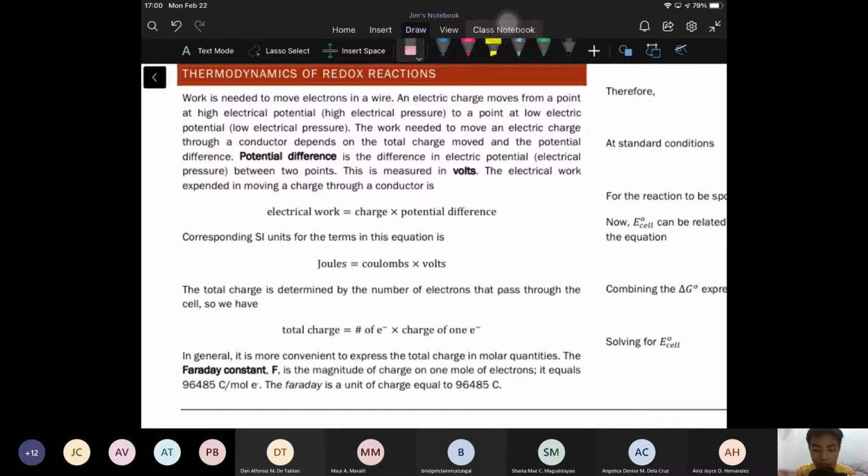No? And the work of the movement of electron to complete a circuit can be calculated as the charge times the potential difference. Okay? So, ano yung potential difference? Yun yung E cell. Okay? So, ano yung charge? Yun yung fundamental charge. No? Yung, ano yun? Kalimutan ko yung value. Nasa calcu yun eh. Saan ba yun?